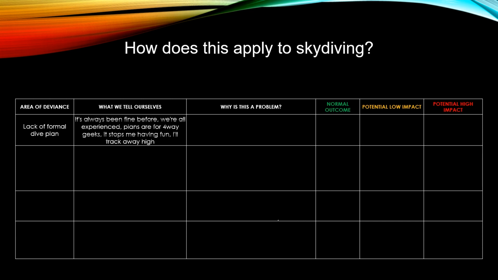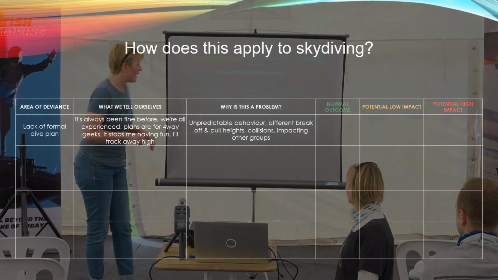Plans are for four-way geeks. It stops us having fun. We'll just track away high. If it all goes wrong, let's all just track away high. Why is that a problem? We all know why it's a problem, but we don't really think about it. It's a problem because it's unpredictable behaviour, and in skydiving, unpredictability is dangerous.